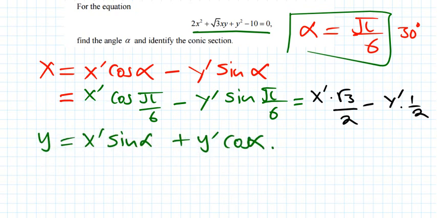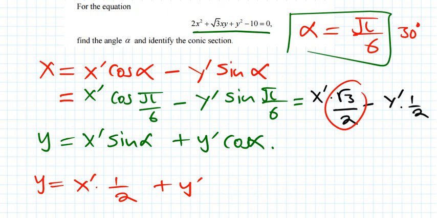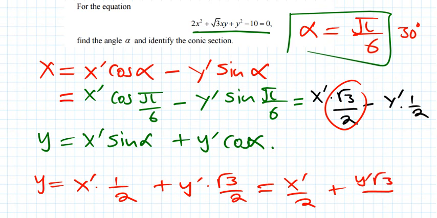We'll do the same, substituting in the one below. So x′ times sine of that, which is again 1 over 2, plus y′ times cosine of the angle, which is just root 3 over 2. That will give us x′ over 2 plus y′ root of 3 over 2.